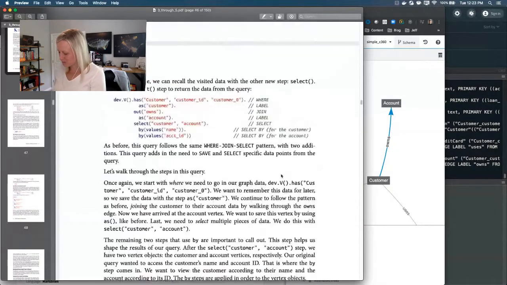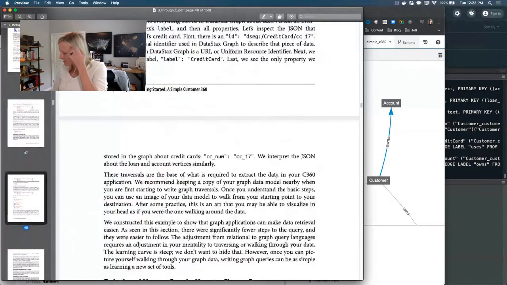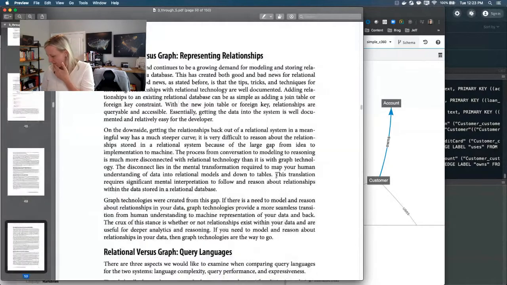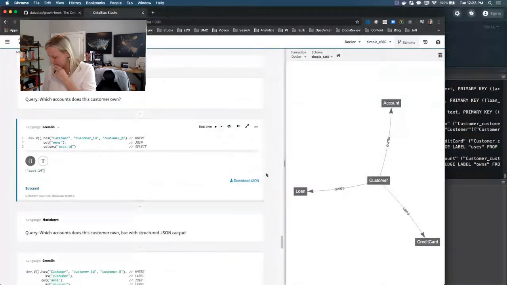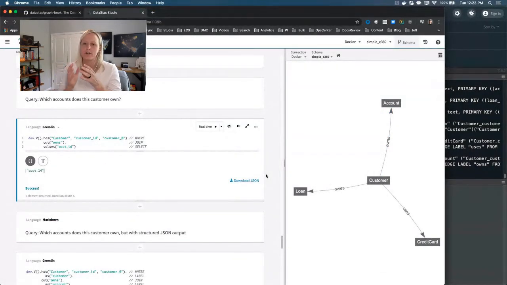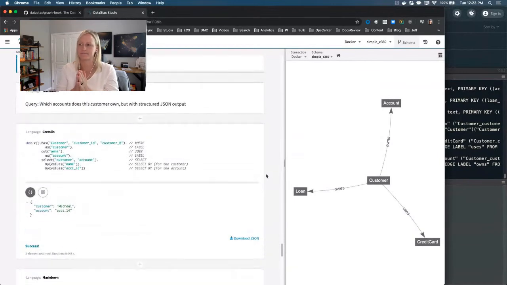Okay, cool. Sweet. So on this next query, we wanted to get fancier. We wanted to get fancier with the JSON payload.